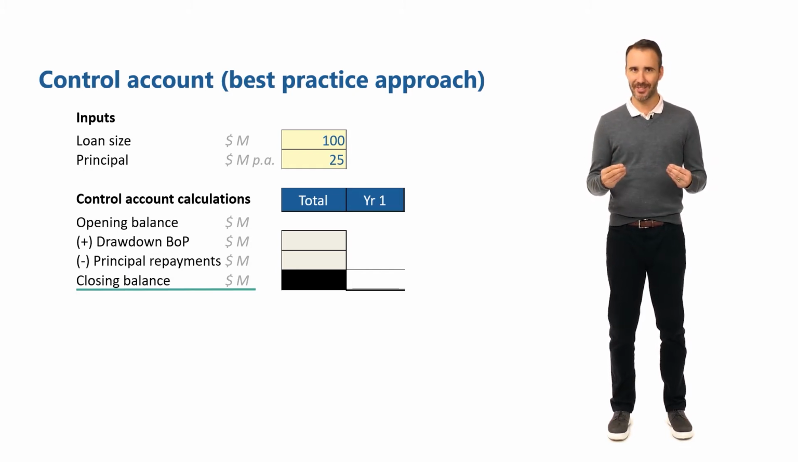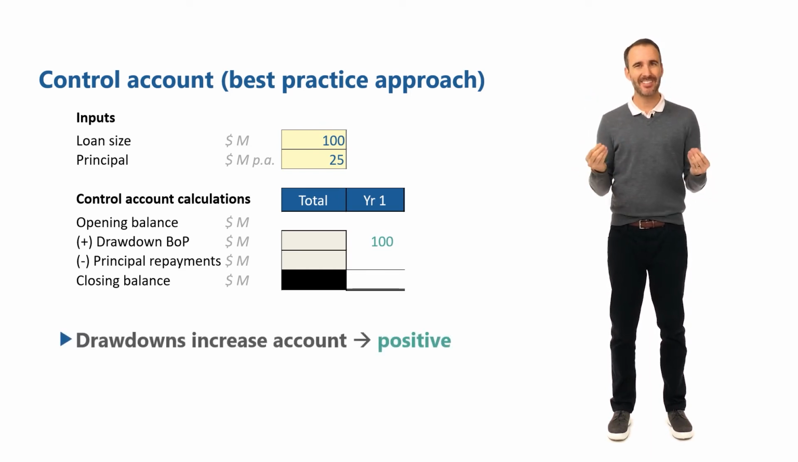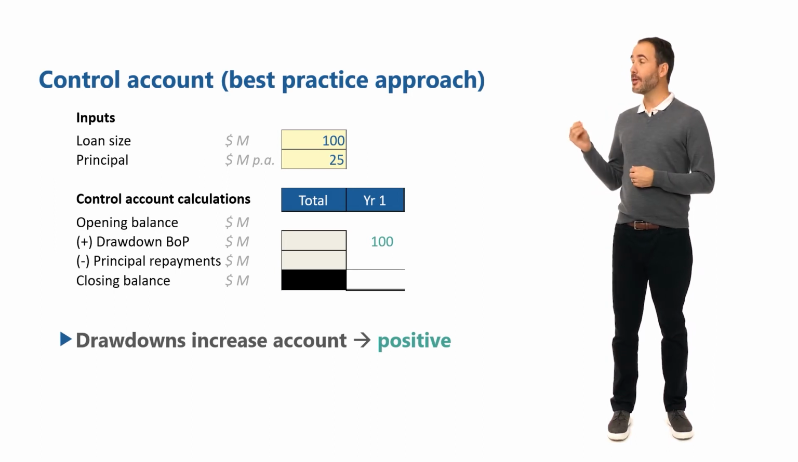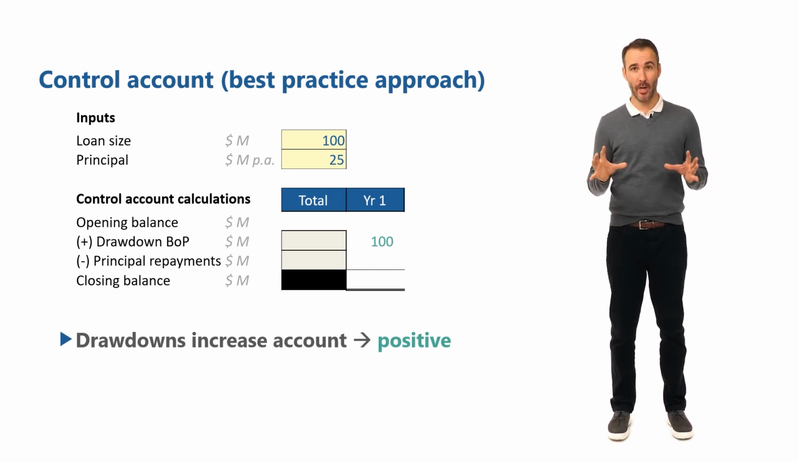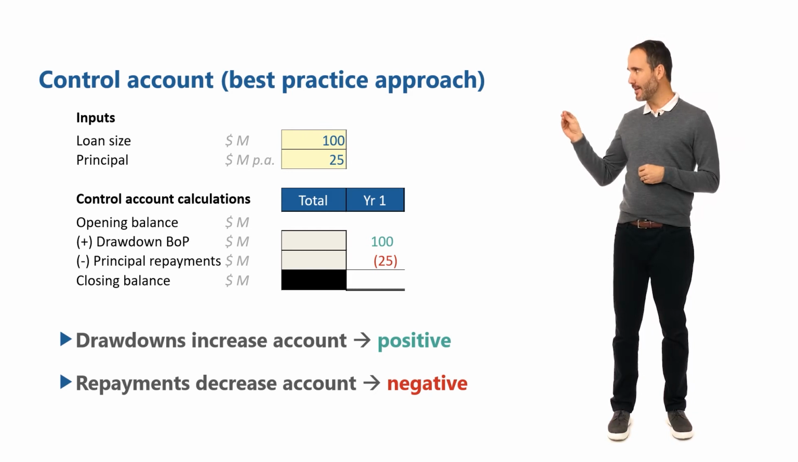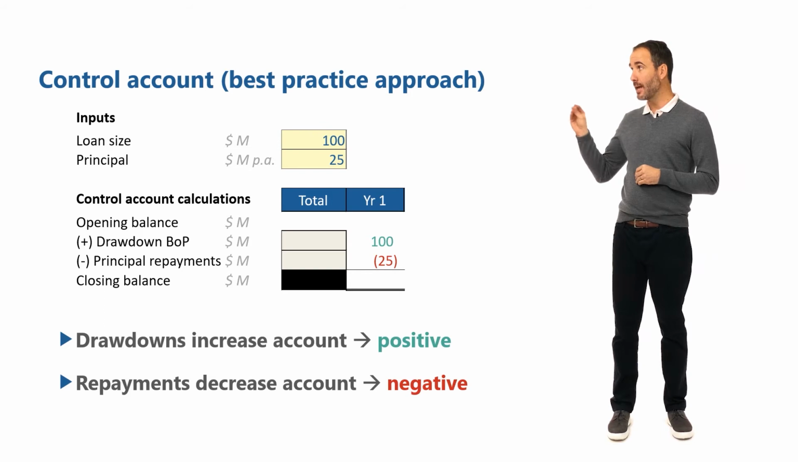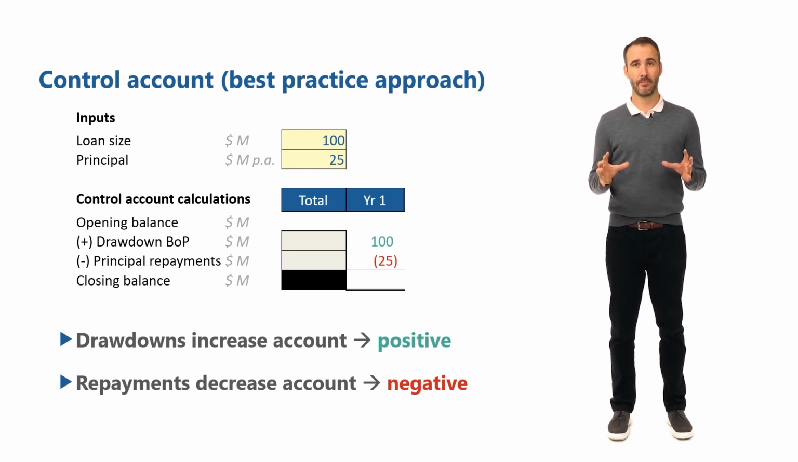So, to the calculations. At the beginning of year 1, I draw down $100 million. It is positive as it increases the amount of the loan I owe. It adds to my account balance. The $25 million repayment in year 1 reduces my balance, so we make this a negative. You may also notice now the labeling of minus principal repayments being a reduction in the balance, and plus drawdowns adding to the balance. This helps the user. Maybe even I will understand it.